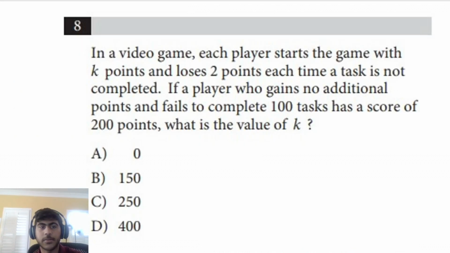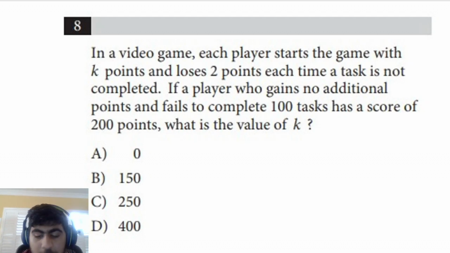Let's keep going. Question number 8. In a video game, each player starts the game with K points and loses 2 points each time a task is not completed. If a player who gains no additional points and fails to complete 100 tasks has a score of 200 points, what is the value K?